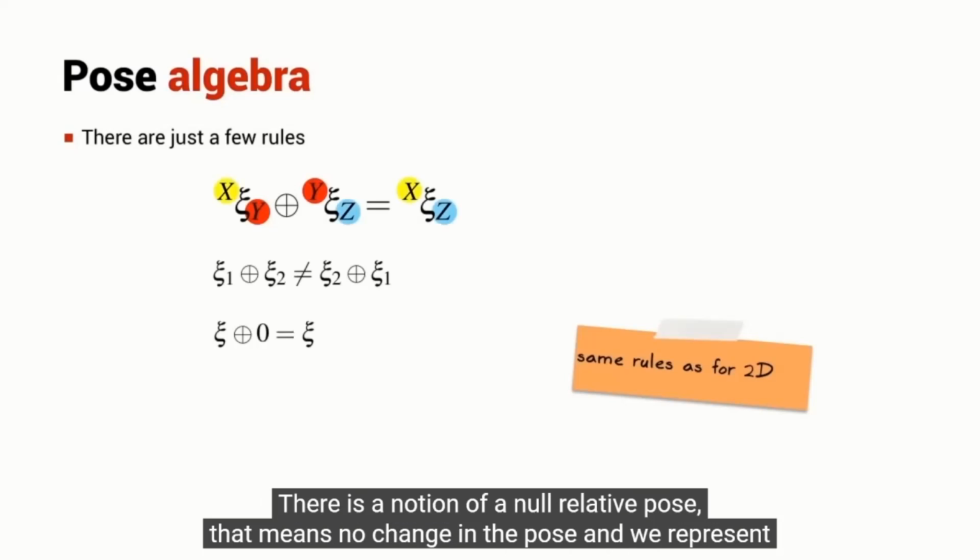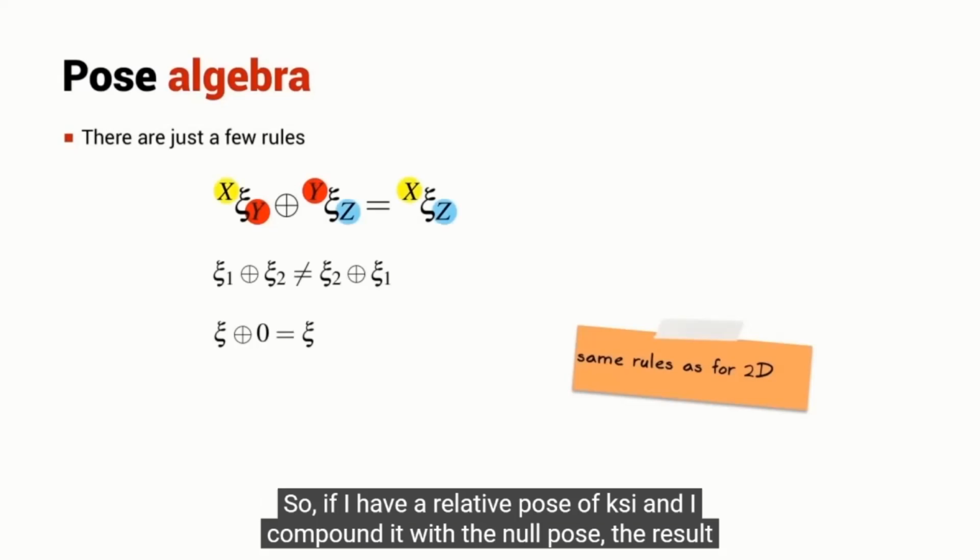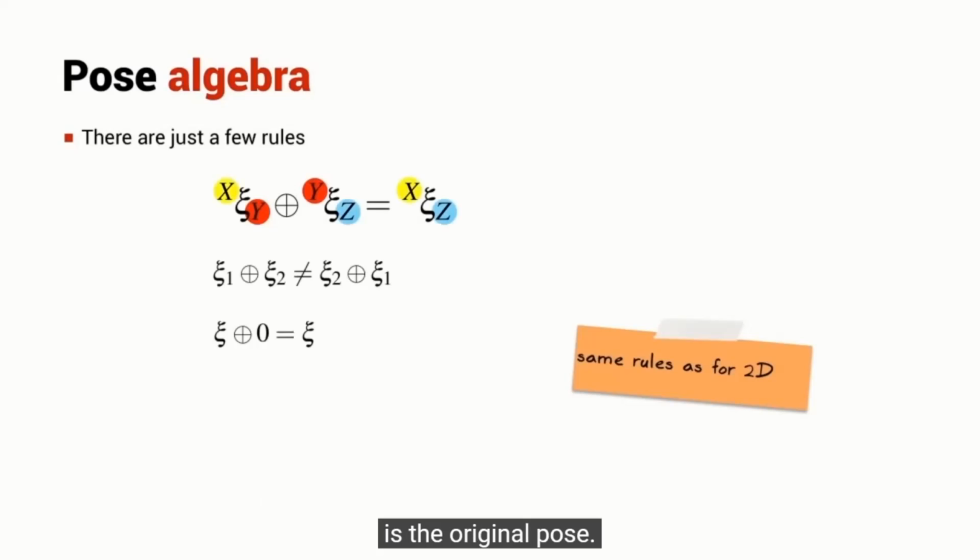There is the notion of a null relative pose. That means no change in the pose, and we represent that by the symbol O. So if I have a relative pose psi and I compound it with the null pose, the result is the original pose. It's made no change to the pose.